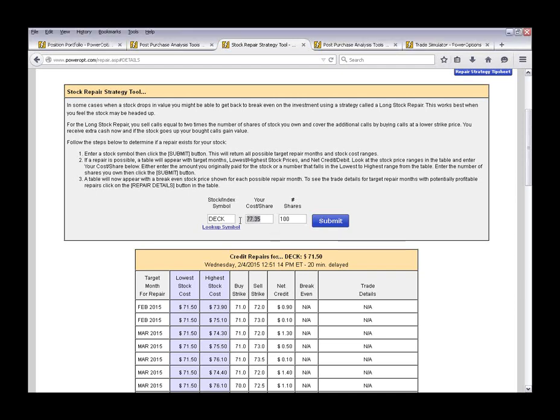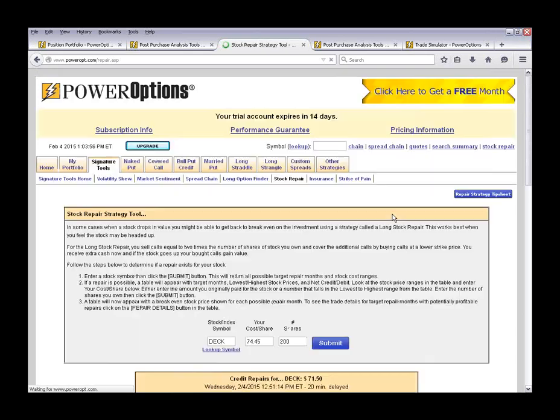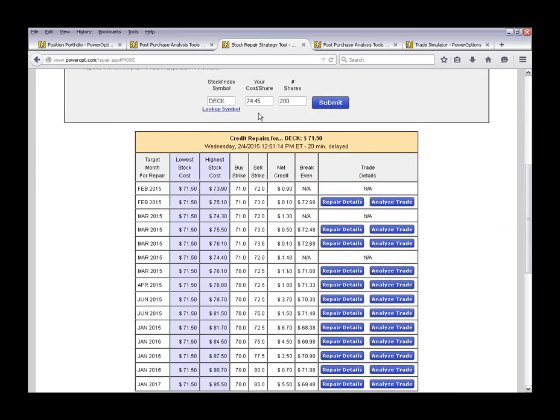You can work the math on that with me, but then my new cost basis would be 74.45 if I average down to now 200 shares. Change my share price as well, and let's go ahead and submit that. Now, of course, with a stock at 71.50, we only have a loss now of about $3. Let's call it $3 even on the position. We could look to sell the 72.5 call for February expiration or March expiration, see if that would give us enough premium to get back to break even from our cost basis, and it probably would.